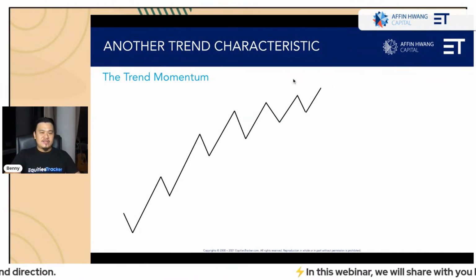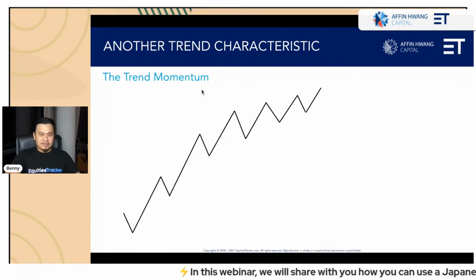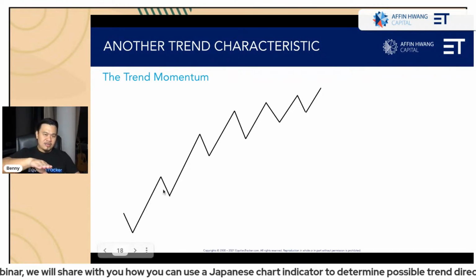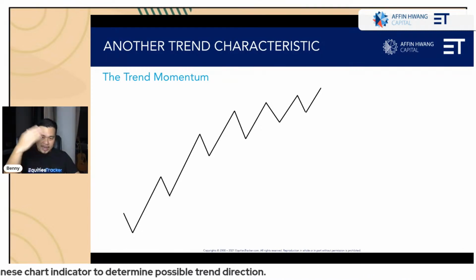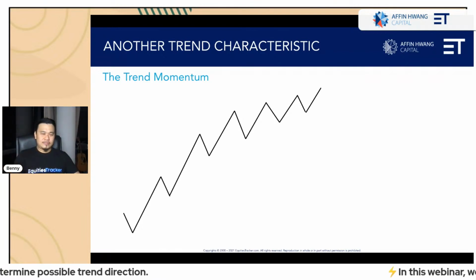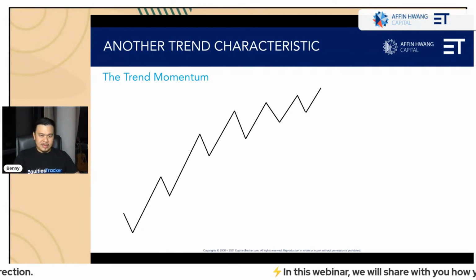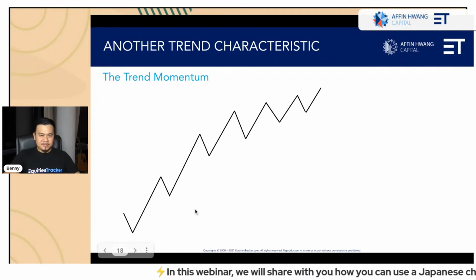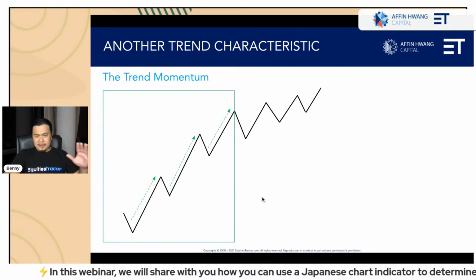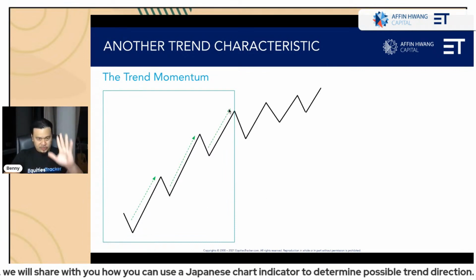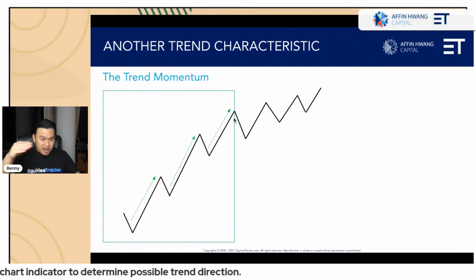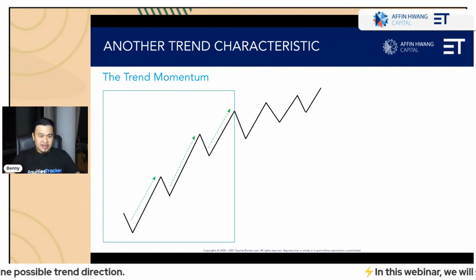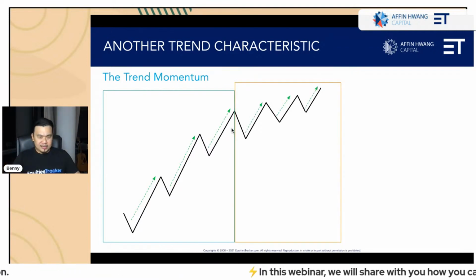Now, one of the other things is to look at the trend momentum, the rate of change. How strong is that particular trend? If you look at this movement here, you can see that the highs are getting higher and the lows are also getting higher. As long as the highs and lows are getting higher, we have an uptrend. But what's the difference between the movements here? The first few upward movements are very strong. The price moves up quite strongly, but after some time, the trend is still going up, the prices are still going higher and higher, but at a lower pace.